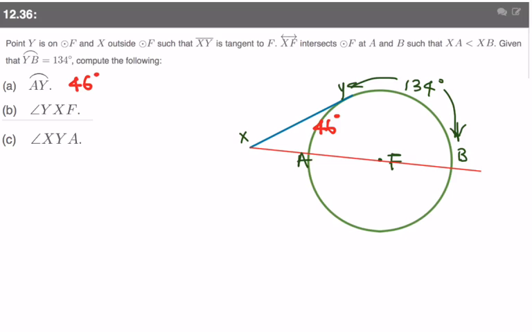Alright, how about the angle XYF? That will be simply outer minus inner divided by 2, which will be equal to 44 degrees. Now, how about the measure of the angle XYA? That's 23. Why is that? Because between tangent and a chord, the measure of the angle is half of the intercepted arc, which is 46. So that's how we can figure out the 23 degrees. All right, let's move on to the next question.